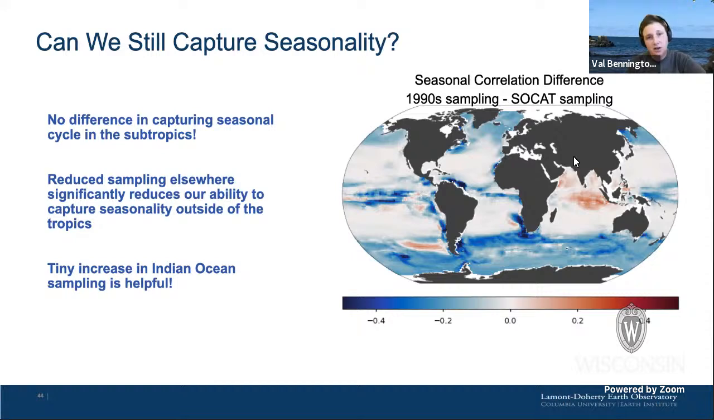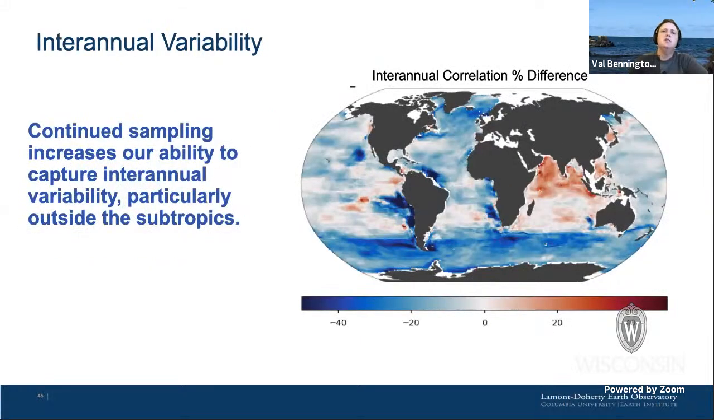So this is a good thing for motivating sampling, but also where should we motivate? Where should the sampling go based on the techniques we're using? So if we look further at variability from year to year, now how well are we doing at capturing interannual variability? And here we're looking at the percent difference in the correlation between the two techniques.